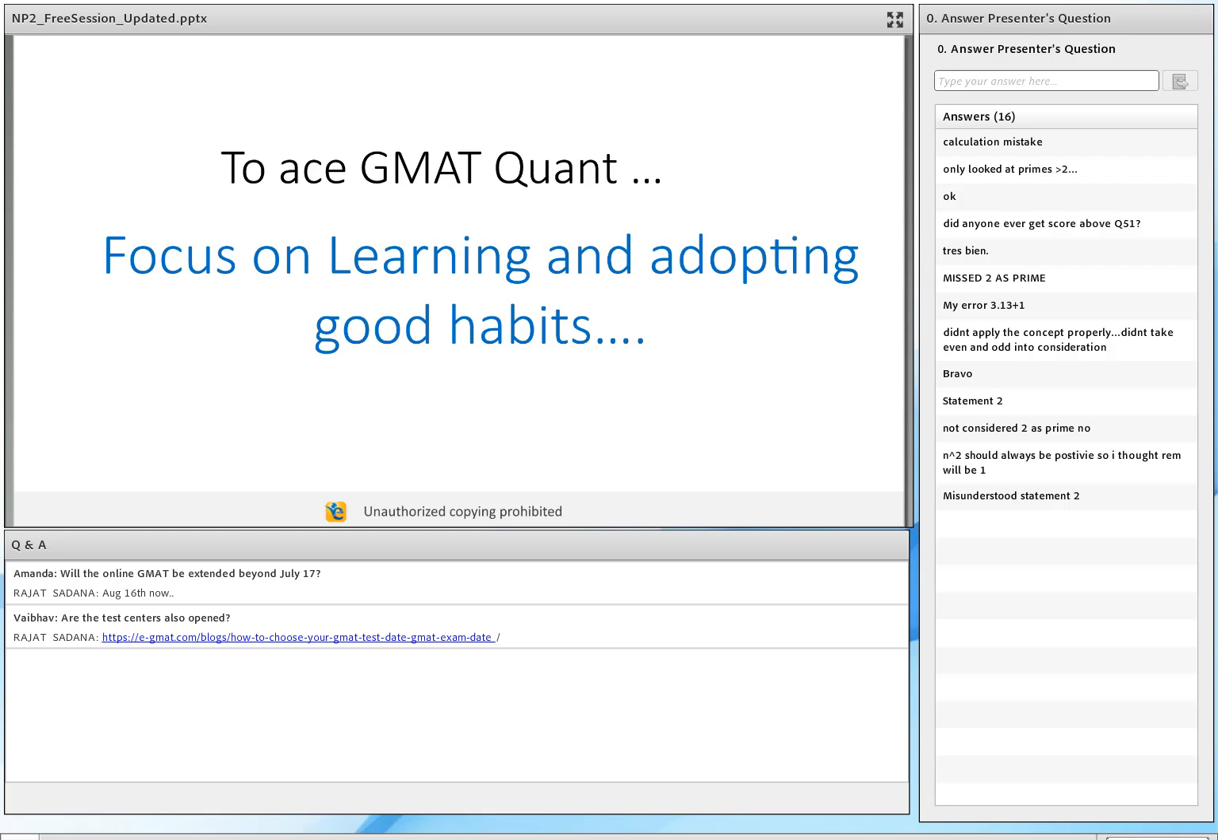So again, if you want to ace GMAT quant, follow a process, build those process skills, and don't just blindly solve questions. Solve questions in a logical sequence, and solve questions using the right method so that you don't do the math.